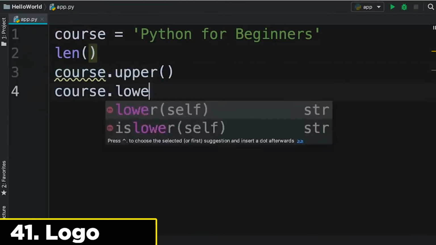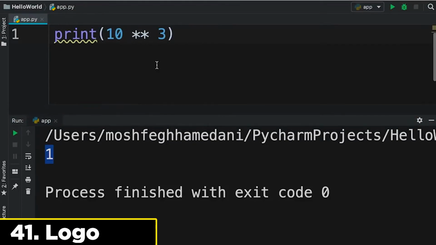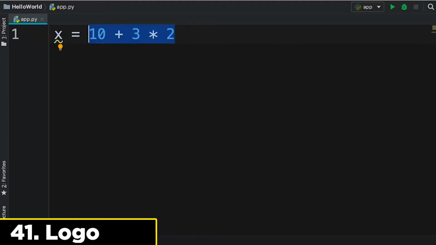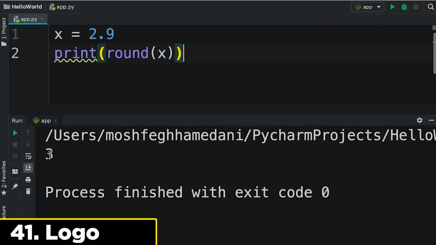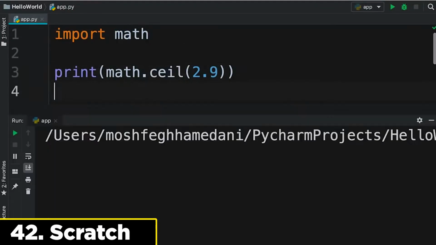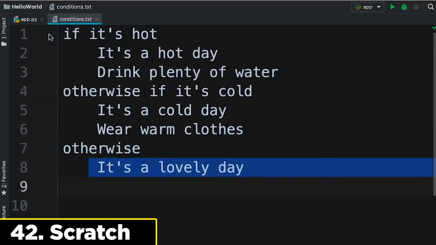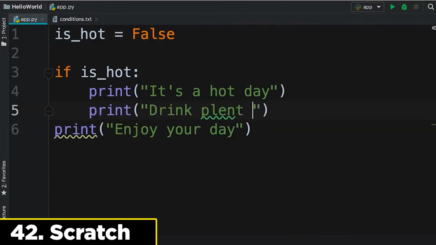Next, we have Logo, a watered-down version of Lisp. This was created so that students could learn the language easily and concentrate on more important topics and theory. Speaking of students, our 42nd language is Scratch. This innovative language shares programming with kids through the use of physical blocks that represent types of code.